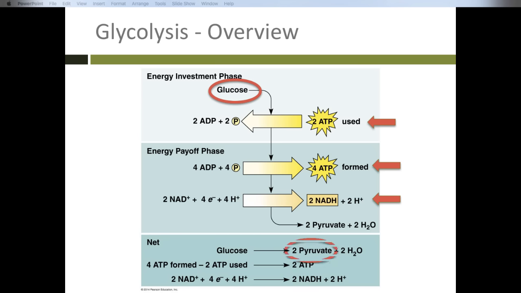Your end product, 2 molecules of pyruvate, will go on into the next step of cellular respiration, and the water produced is waste. Go ahead and pause here and talk yourself through what I just went over. And remember, glycolysis happens in the cytosol and does not require oxygen.